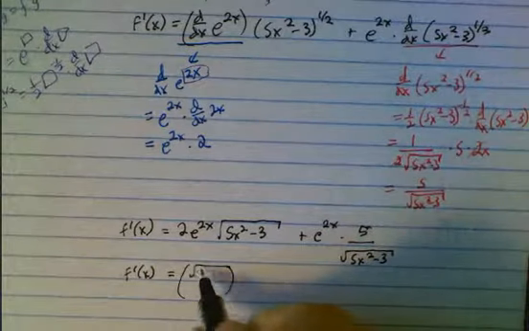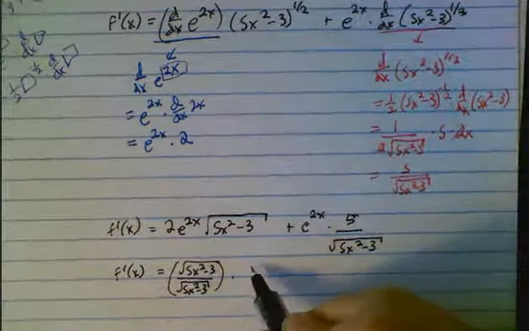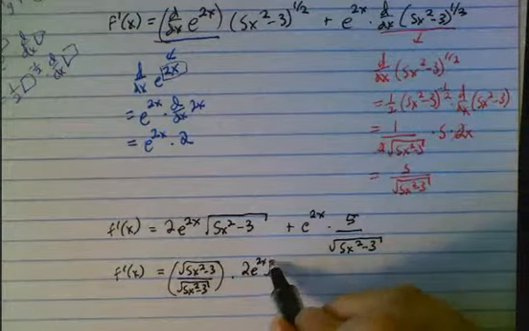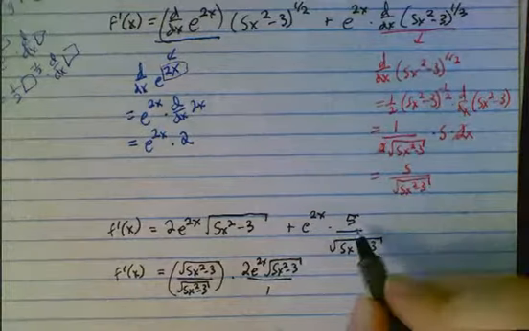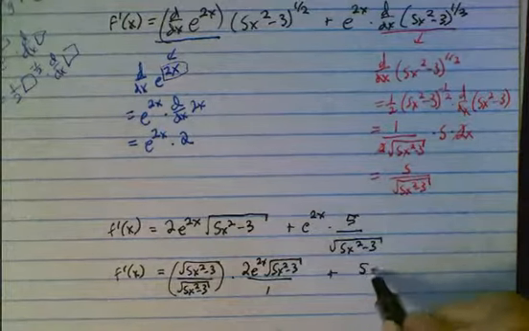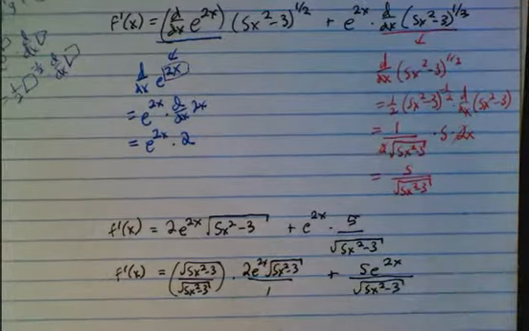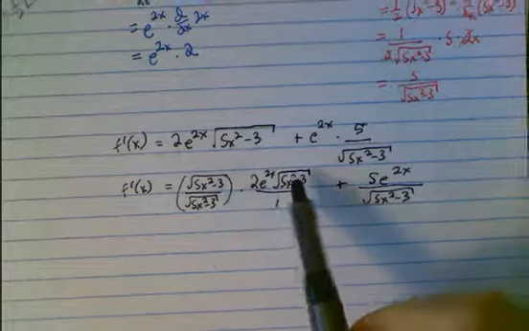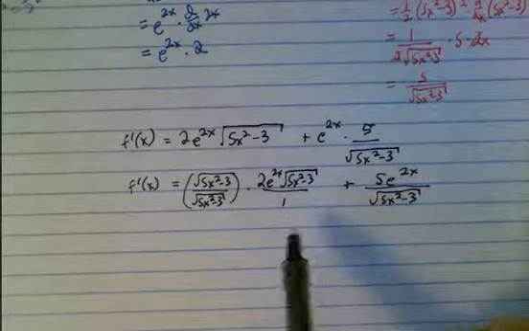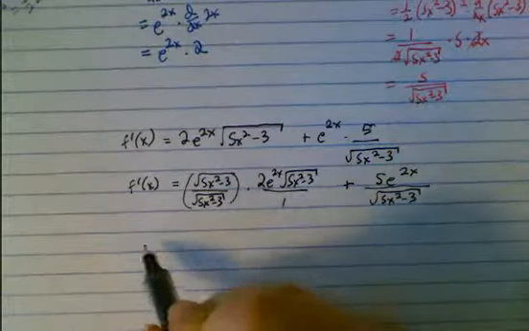Giant 1, square root 5x squared minus 3 over 5x squared minus 3, 2e to the 2x square root 5x squared minus 3 all over 1. And then these can just come together, 5e to the 2x over square root 5x squared minus 3. Right, like that. Now notice that this times this becomes the square root of something squared. So when these two are multiplied together, that means the little square root just goes away.